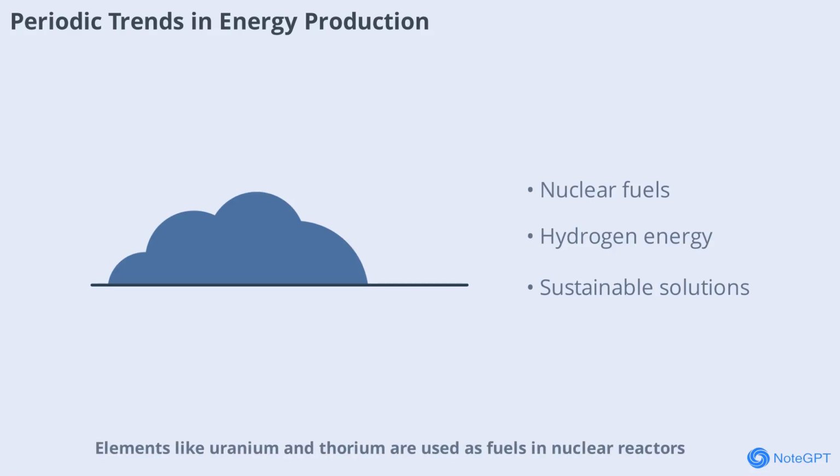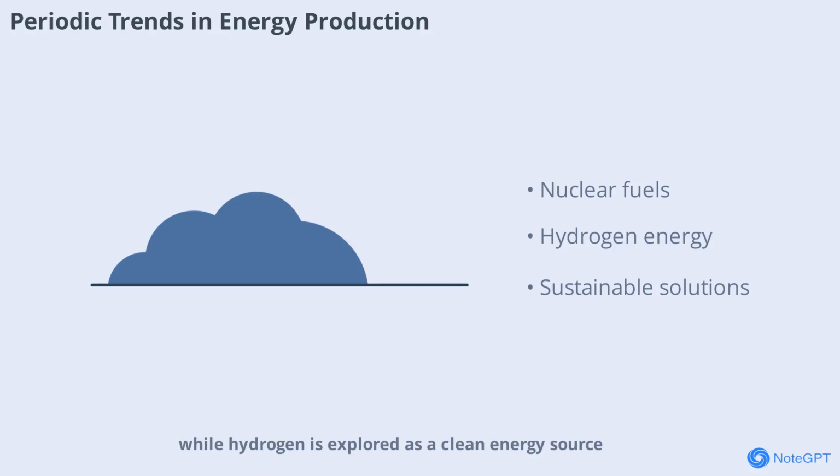Elements like uranium and thorium are used as fuels in nuclear reactors, while hydrogen is explored as a clean energy source. Their suitability is determined by periodic properties such as radioactivity and energy content. Understanding these trends is vital for developing sustainable energy solutions.